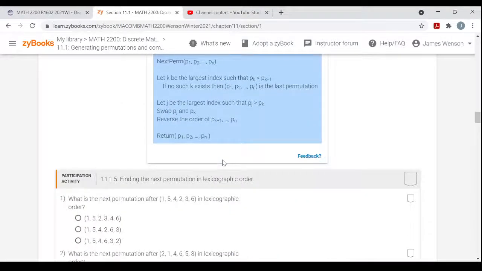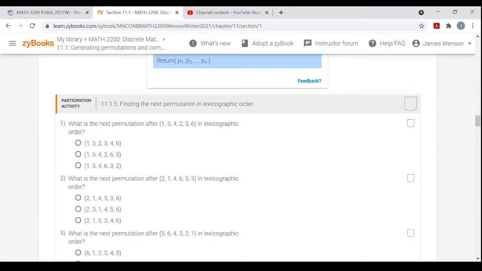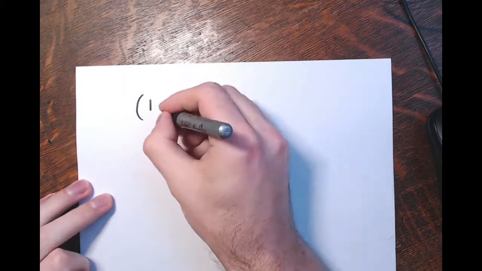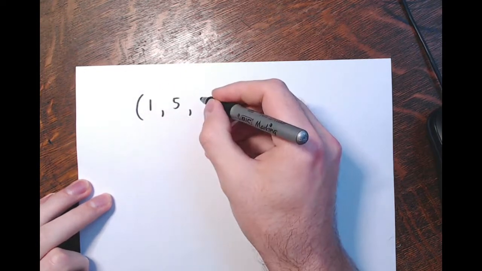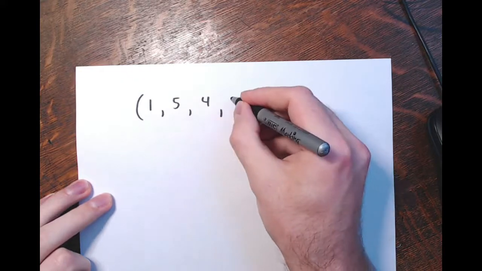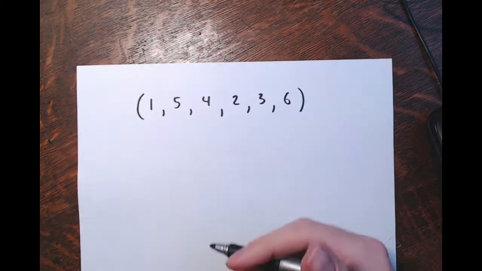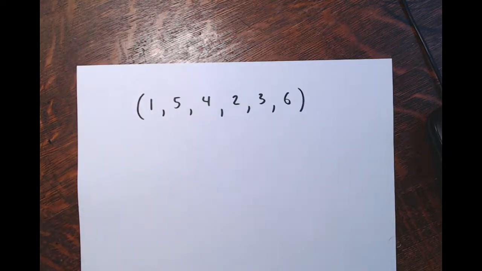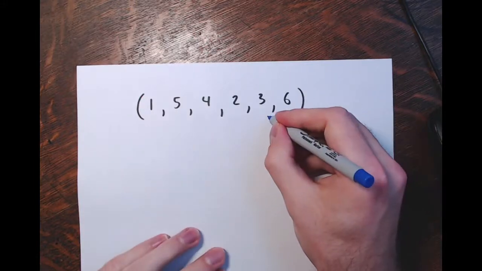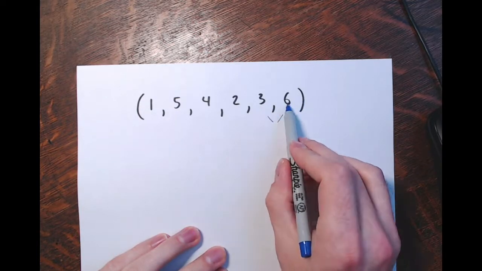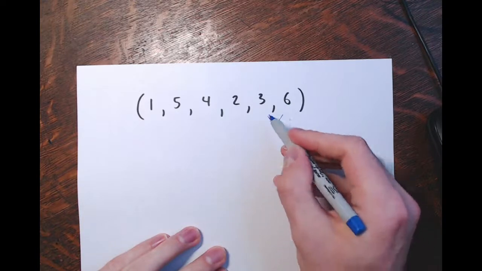All right, so let's try that out here. I'm going to write this on some paper. So we're given this permutation of six numbers: 1, 5, 4, 2, 3, 6. And they simply ask us, what's the next one, the next highest one in lexicographic order? What would be the next largest? So again, from right to left, I start comparing two numbers. And then, 3 is less than 6. So there, I'm done. I can stop.